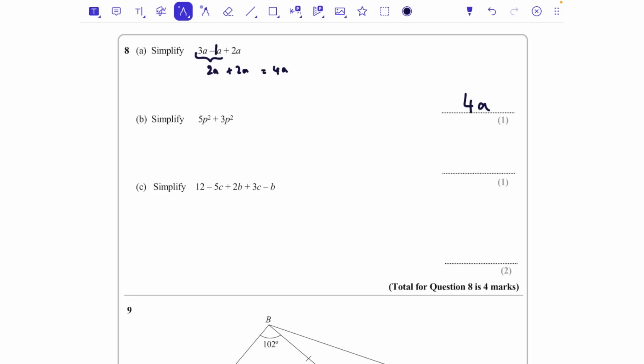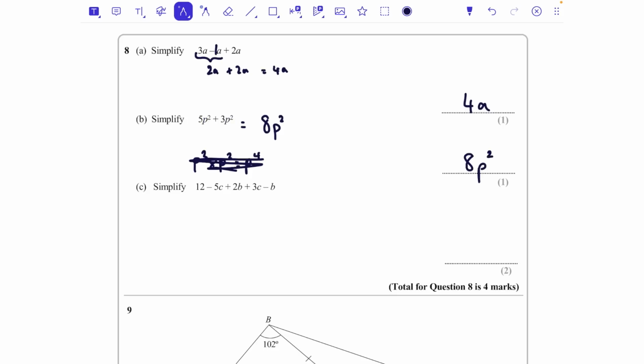For part B, simplify 5p squared, add 3p squared. Well, altogether, I've got 8 lots of p squared. That power does not increase. If you multiply p squared times p squared, that would be p to the power of 4. If you're multiplying, then you're going to increase that power. But because we are adding, we're collecting up, I've got a p squared and some more p squareds. Altogether, I've got 8p squared.